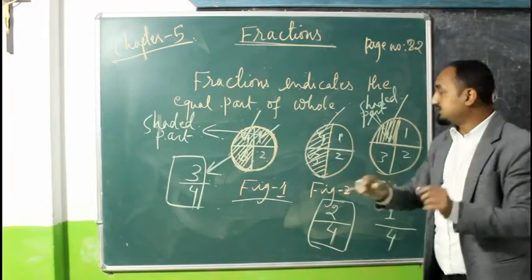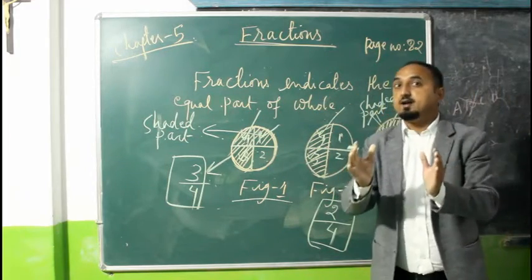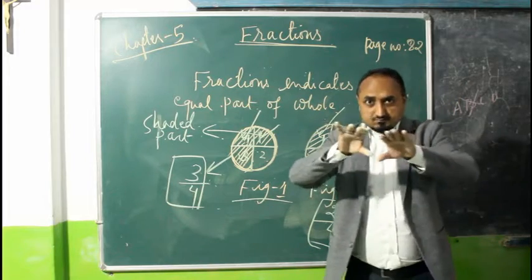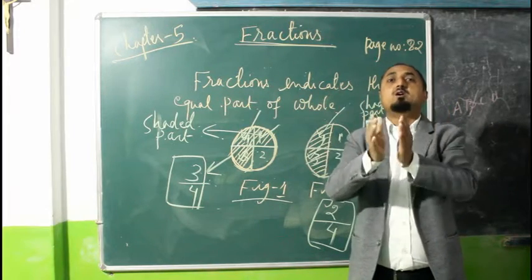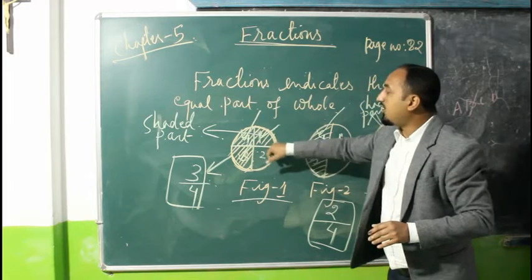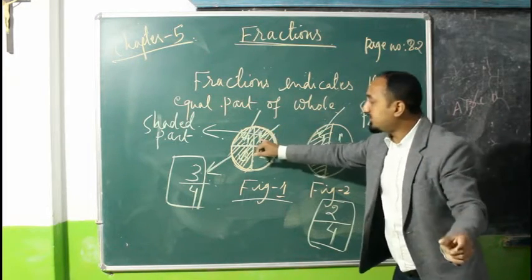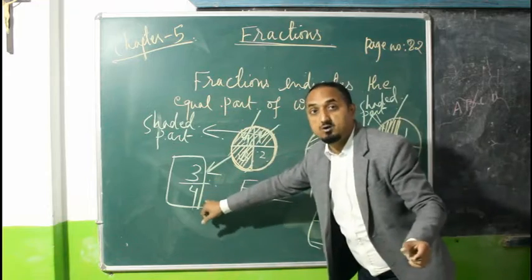Equal part of whole means whatever figure we have considered, I have divided or distributed this figure into equal parts. So in the first case we have 4 equal parts. Out of 4, 3 are shaded. So if we represent in fraction form, we write 3 by 4.